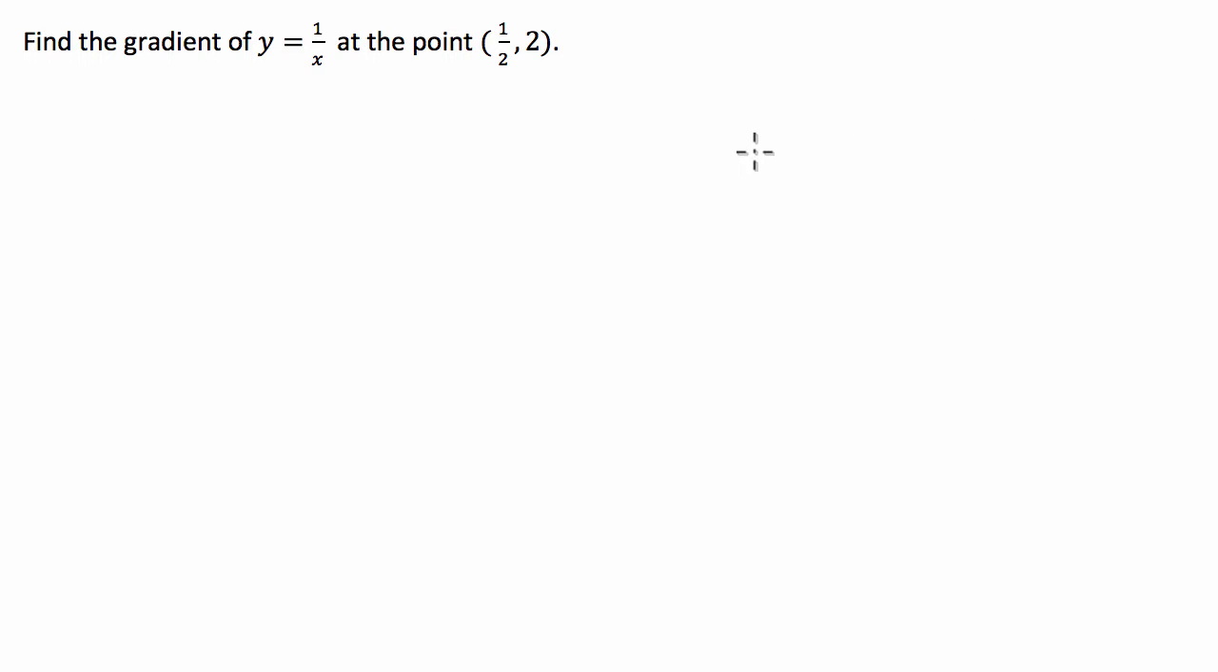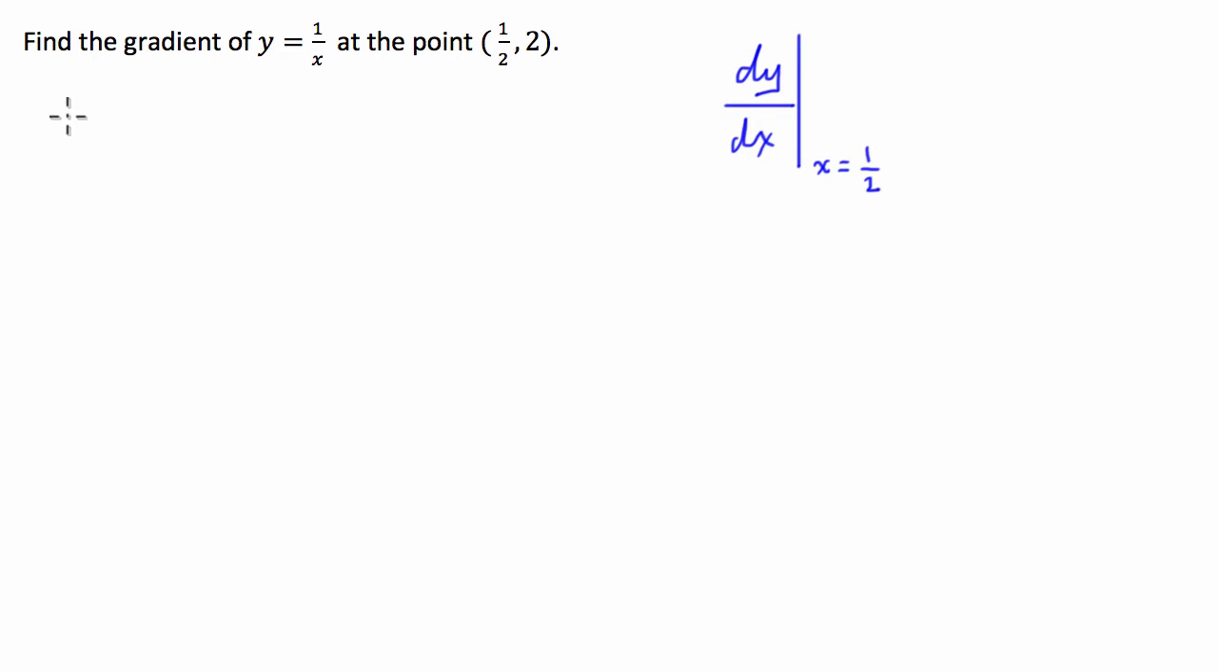So what is the question asking us to start with? What we have to find is the rate of change of y with respect to x, and we have to evaluate it when x is equal to 1 on 2. Cool. So what we're going to do first is take the derivative of this.